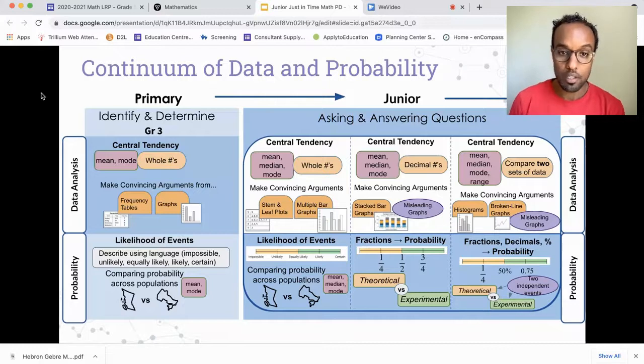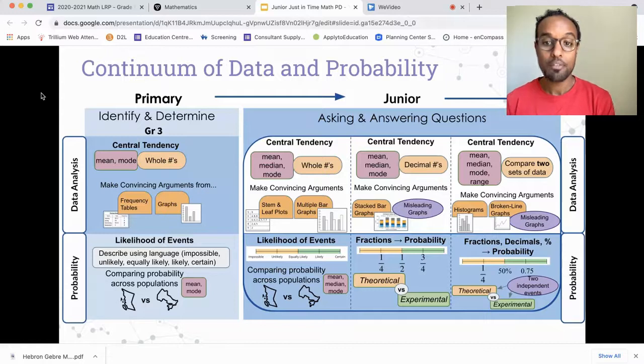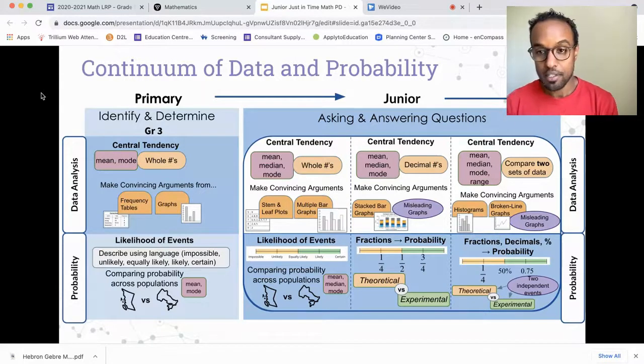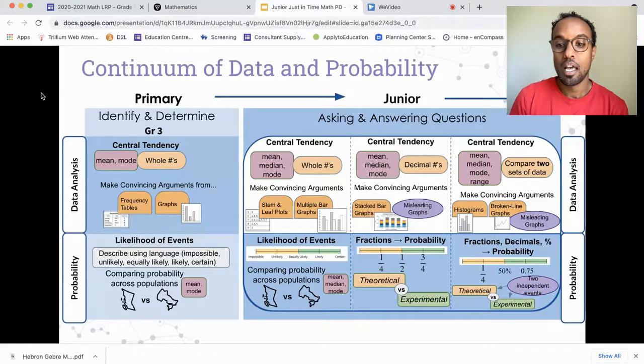In grade 4, we're dealing with stem and leaf plots and multiple bar graphs. Grade 5, we're dealing with stacked bar graphs particularly, but this time in grade 5 and 6, we're adding the concept of how graphs can be misleading and the idea of bias and misleading graphs. And that continues in grade 6. In grade 6, we're dealing with histograms and broken line graphs.